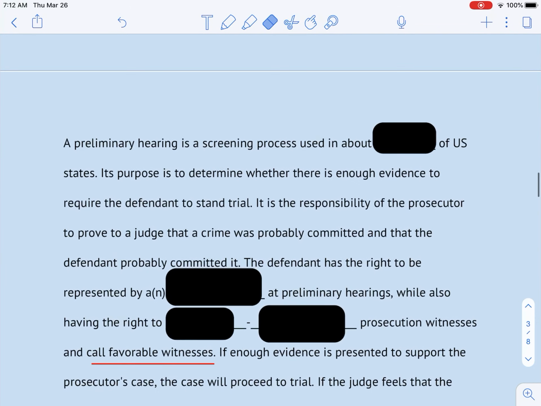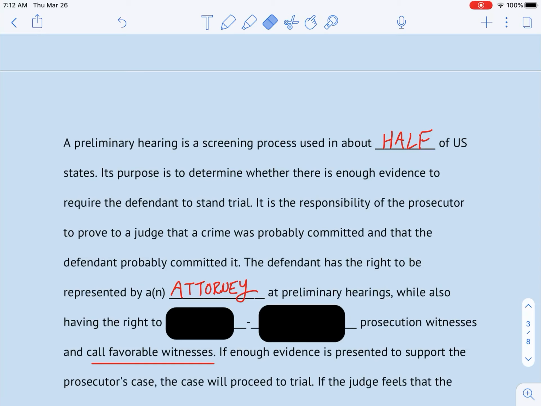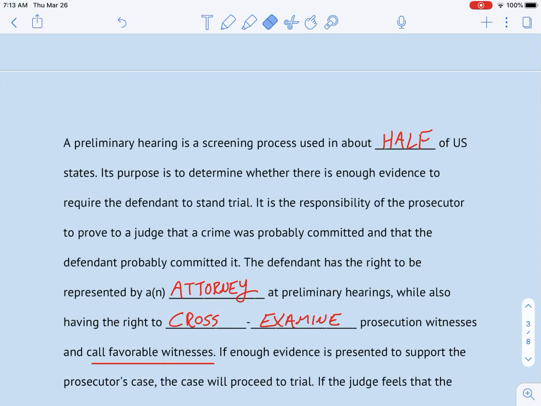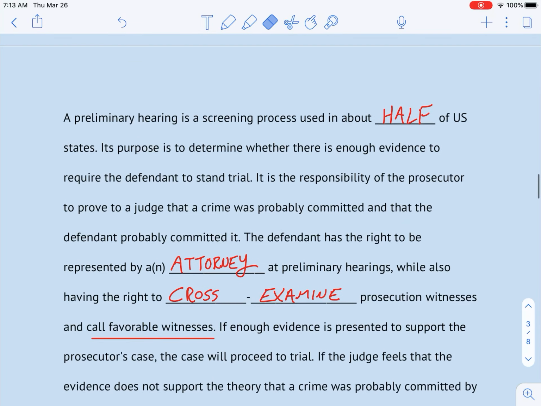A preliminary hearing is a screening process used by about half of U.S. states. The purpose is to determine whether there is enough evidence to require the defendant to stand trial. Basically, is there enough information that works against the defendant that they can proceed with a trial? It is the job of the prosecutor to prove to a judge that a crime was probably committed and that the defendant was the one who probably committed it. The defendant has the right to be represented by an attorney at preliminary hearings. They also have the right to cross-examine prosecution witnesses and call their own favorable witnesses.